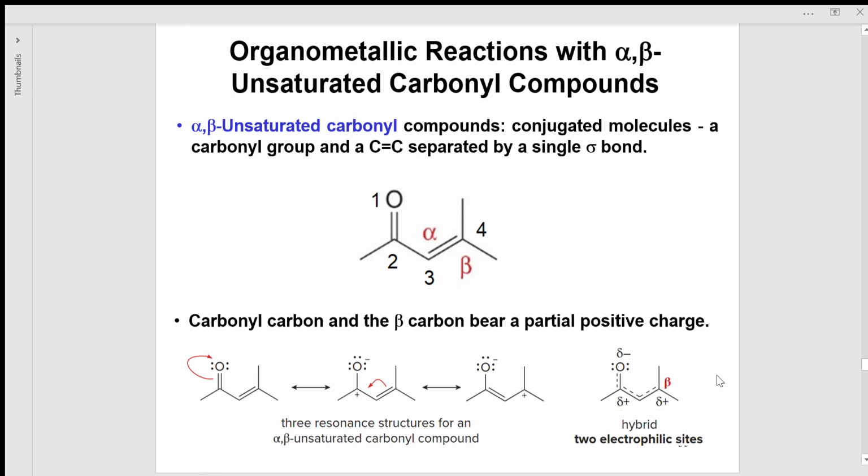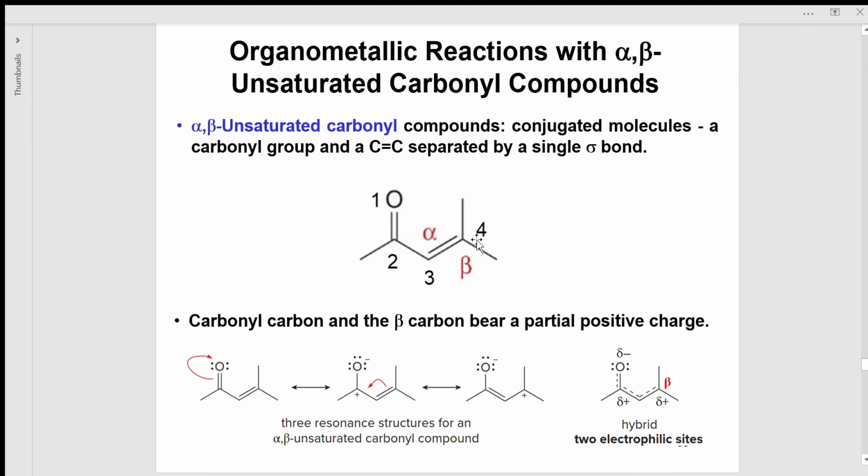So if we have a nucleophile, basically a molecule that bears a negative charge, or a lone pair of electrons they want to share with others, they are going to attack the number 2 carbon and the number 4 carbon. That makes sense, because they bear a positive charge. They are not going to attack these other carbons.